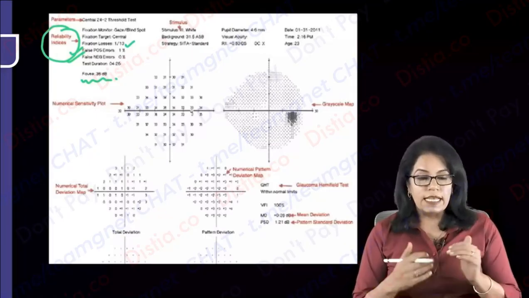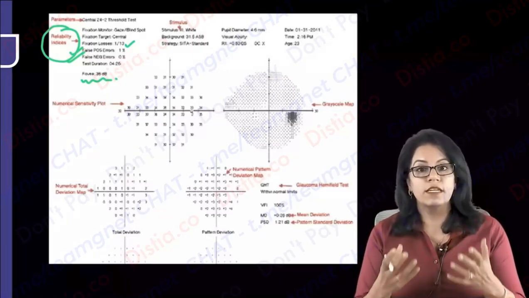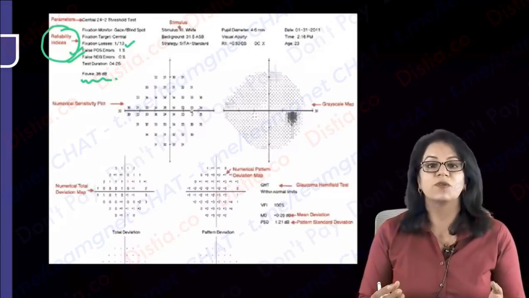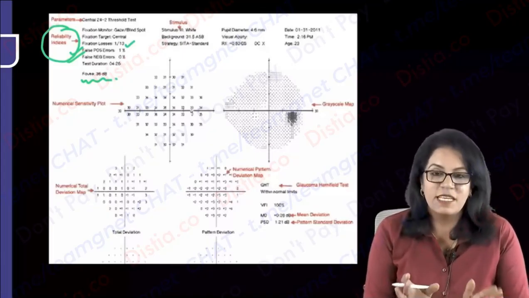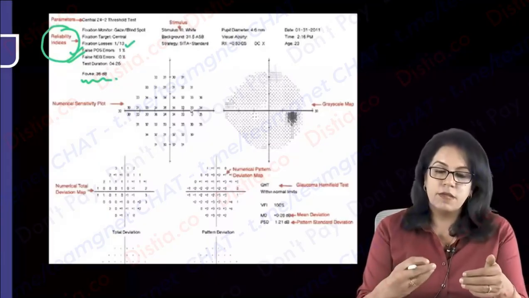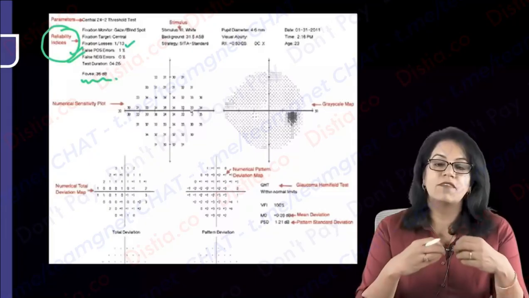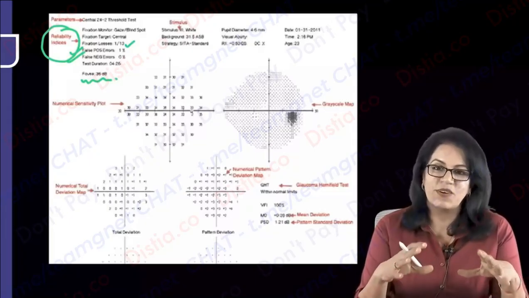So if any reliability index, false positive or false negative, becomes more than 33%, if you want to note down, note down: if it is more than 33%, the test is not reliable. Please keep in mind. Okay? I'll take it a little quickly, the reason being, a lot of details have not yet been asked in your PG entrance. But know the basics. Okay?